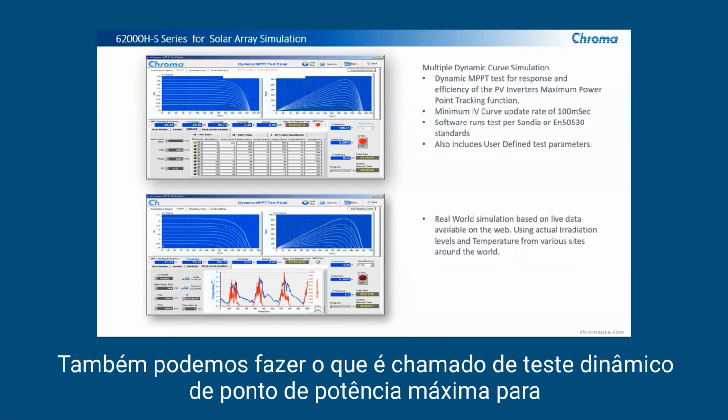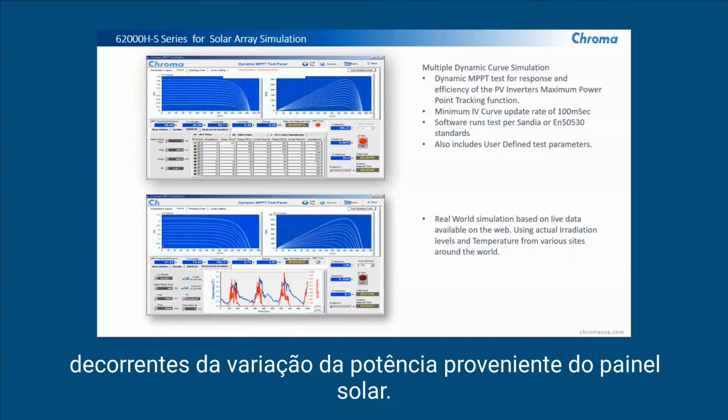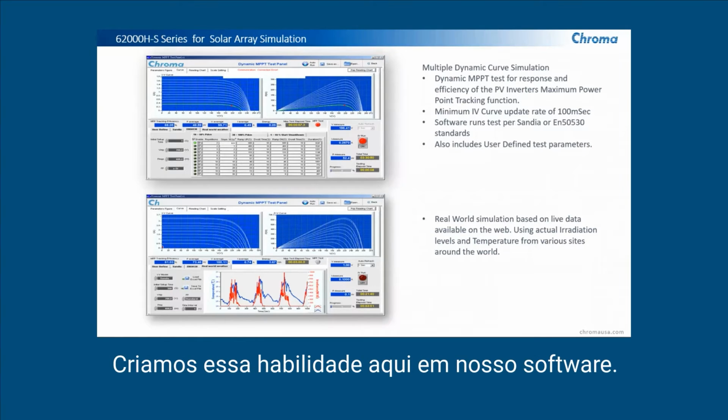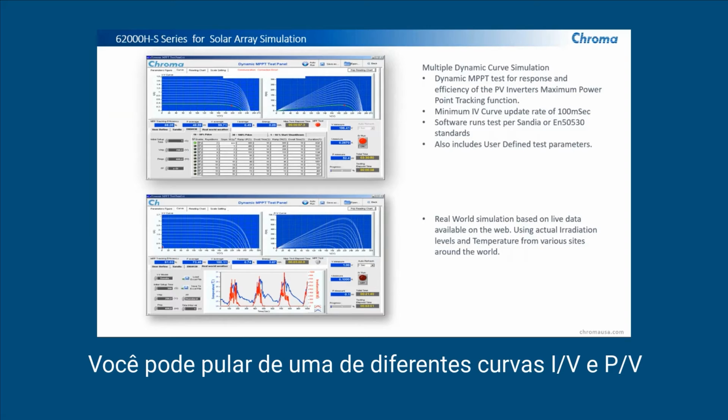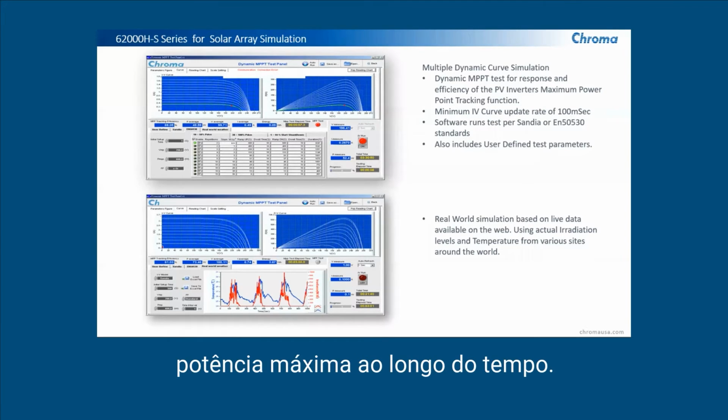We also can do what's called dynamic maximum power point testing to understand how well your PV inverter will respond to input changes from variations of the power coming from the solar panel. We've created that ability here in our software. You can jump from different IV and PV curves and watch to see how quickly or how well your PV inverter's maximum power point tracking ability will be to maintain maximum power over time.